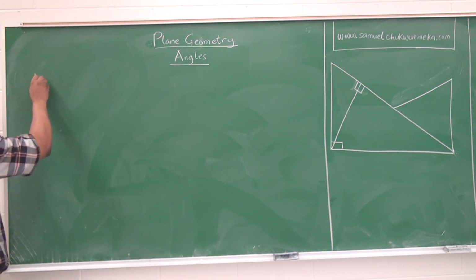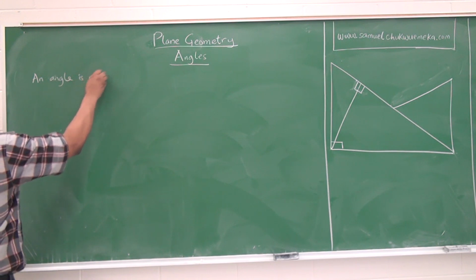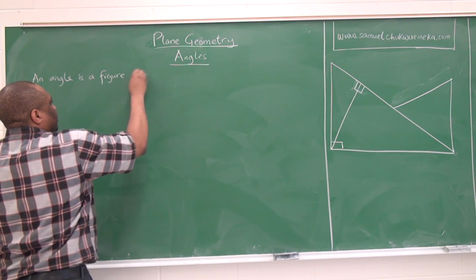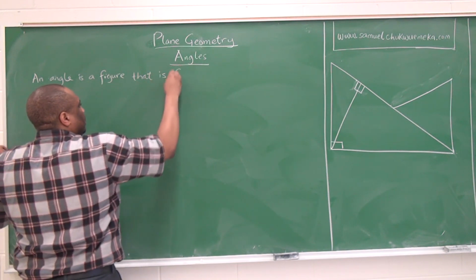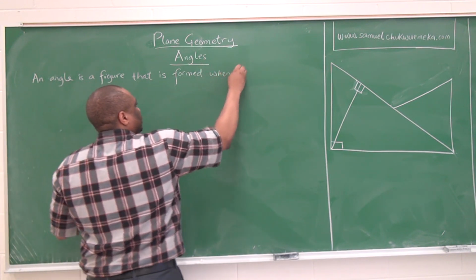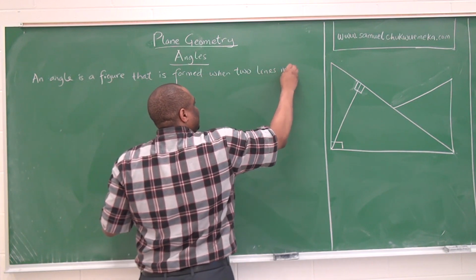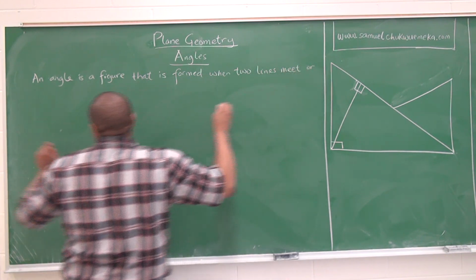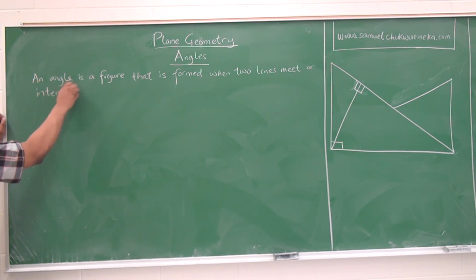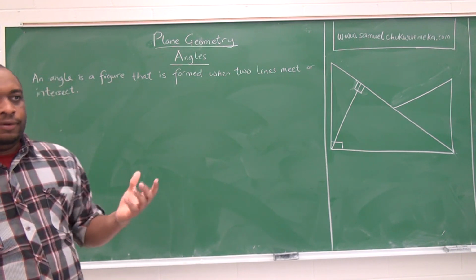An angle is a figure that is formed when two lines meet or intersect. Meet means intersect. It is the same thing. So whenever two lines meet, an angle is formed.